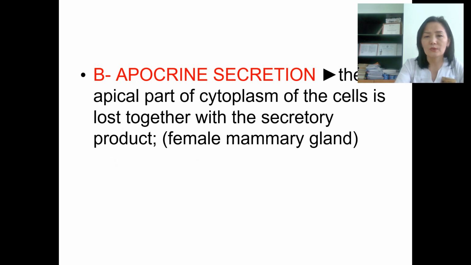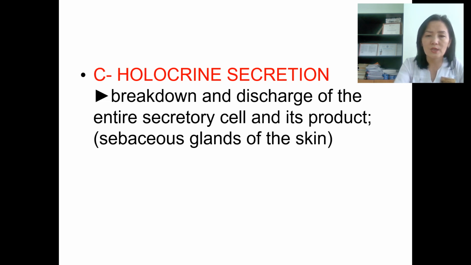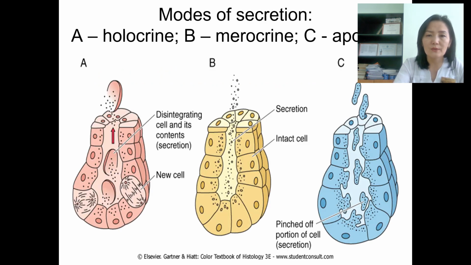Apocrine secretion. What does apocrine mean? The apical part of the cytoplasm of the cells is lost together with the secretory product. For example, the female mammary gland is an example of apocrine secretion. Holocrine secretion: breakdown and discharge of the entire secretory cell and its product. For example, the sebaceous glands of the skin have holocrine secretion.